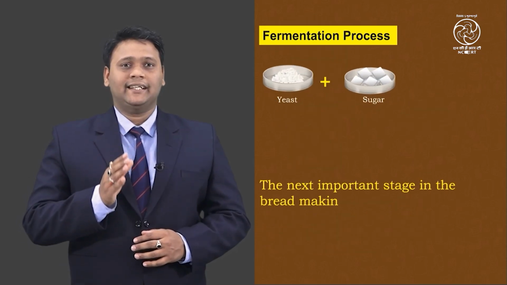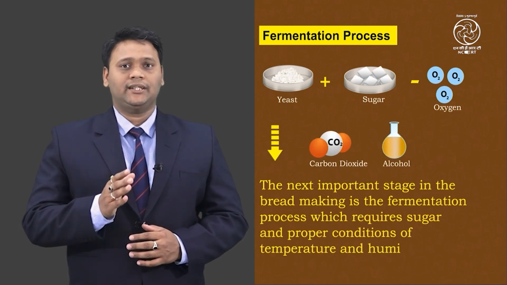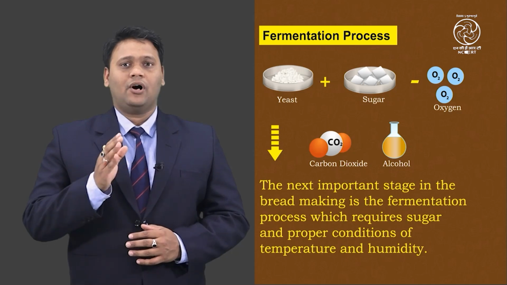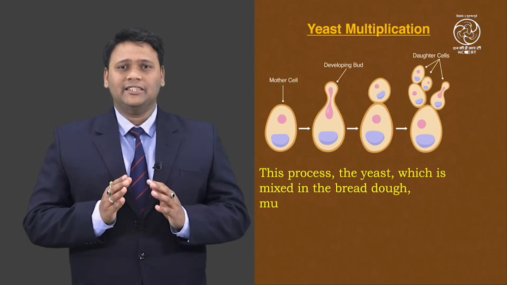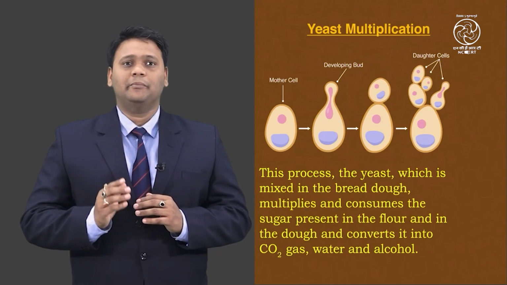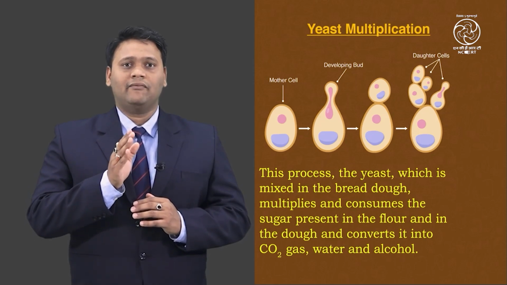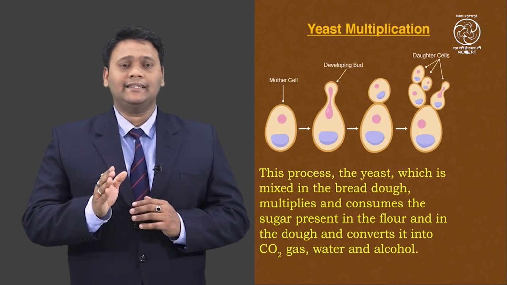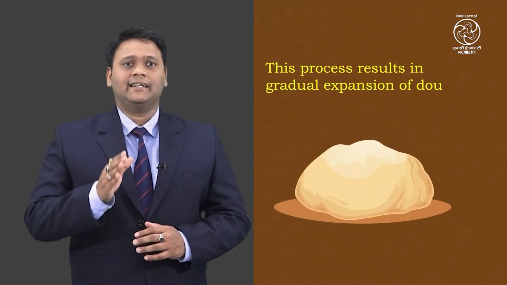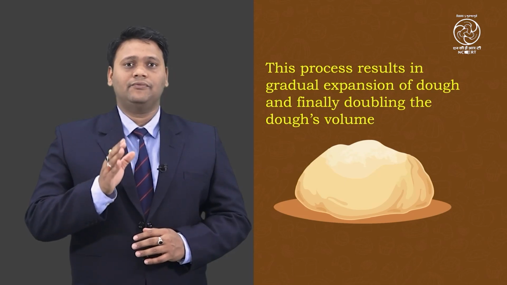The next important stage in bread making is the fermentation process, which requires sugar and proper conditions of temperature and humidity. During this process, the yeast, which is mixed in the bread dough, multiplies and consumes the sugar present in the flour and in the dough and converts it into carbon dioxide gas, water and alcohol. This process results in gradual expansion of dough and finally doubling the dough's volume.